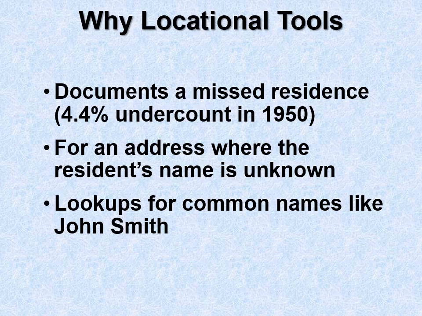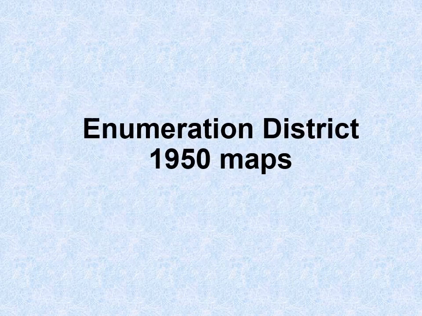Locational tools are for people who are interested in the history of their house and don't know the name of the resident there 70 years ago. And then also it's good for lookups for common names like John Smith. You don't know how many John Smiths there are in major urban areas, and it would be better to look them up by street, by address. So let's first look at Enumeration District 1950 maps.